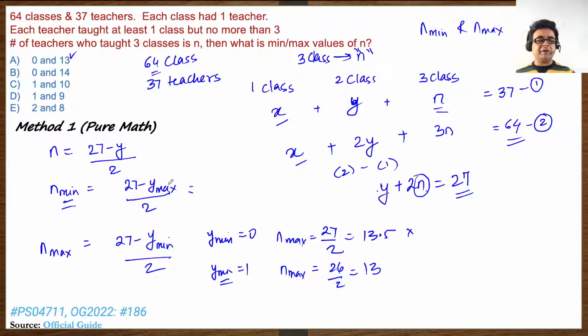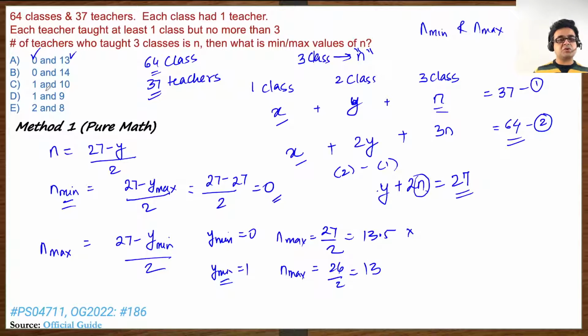So logically, if you think about it, and mathematically, I can take 27 because 27 is less than the 37 teachers that are available. I can easily take 27. So my y max is 27, which gives me my n minimum as 0. So the minimum value is also verified, and hence the answer is A.